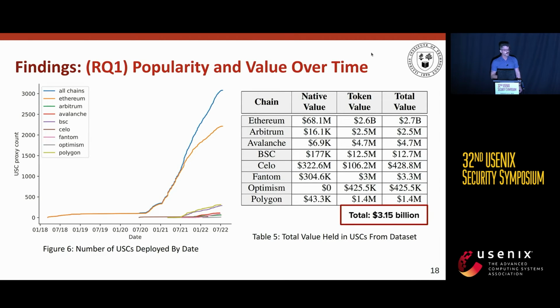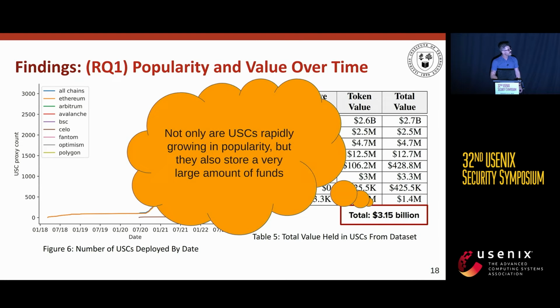I think more importantly, to me at least, is that the value locked in all of these proxy contracts is over $3 billion. So the key takeaway from this research question set is that not only are USCs rapidly increasing in popularity, but they also store a large amount of funds.